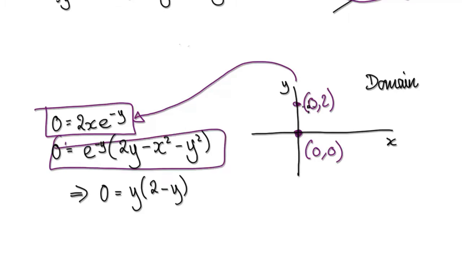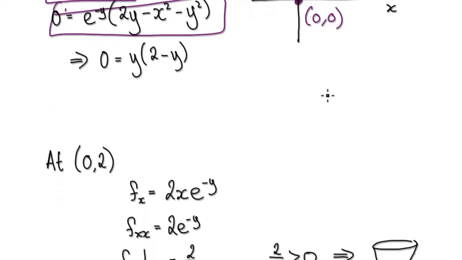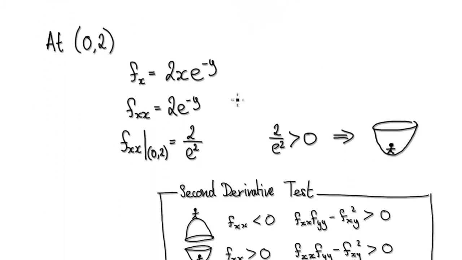So we must know there's something fishy going on at these 2 points, but we don't know if it's a local max, a local min, or a saddle. We've got to do more tests. So let's consider this point now. Let's consider (0, 2). Let's investigate (0, 2).